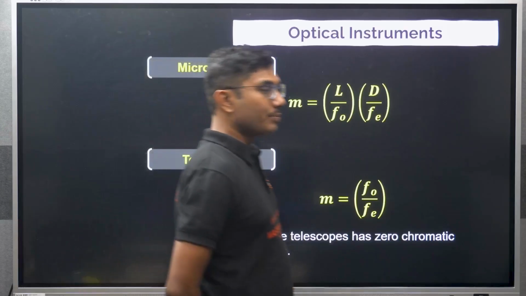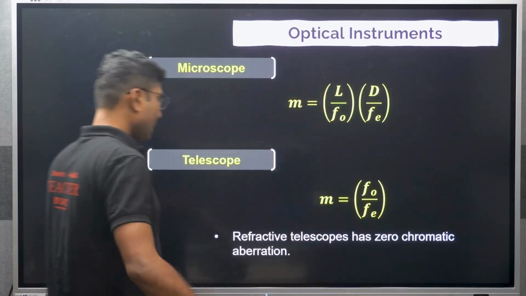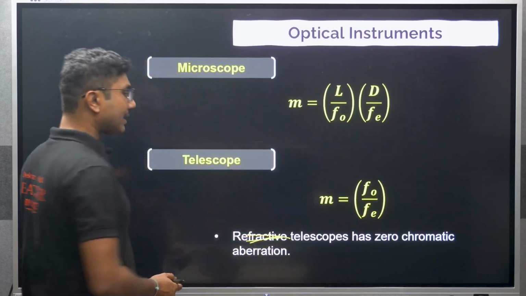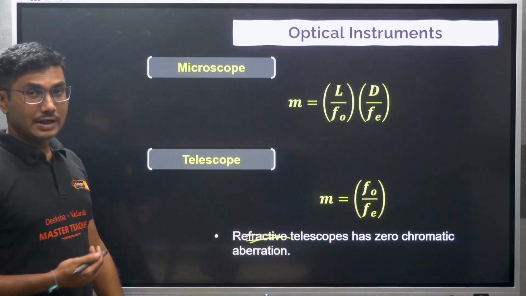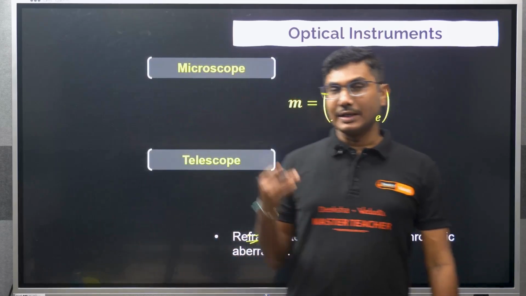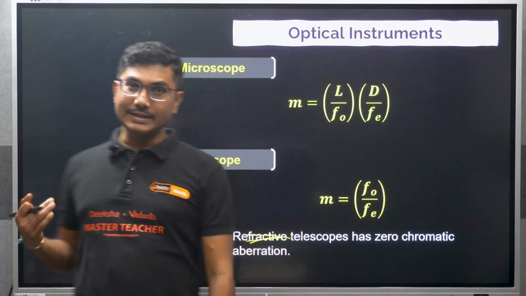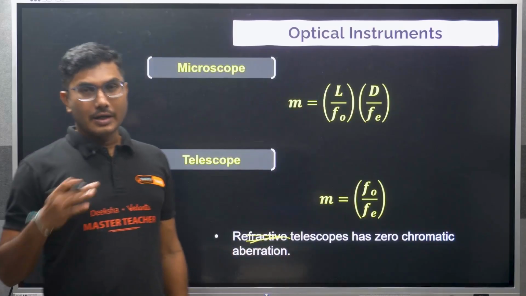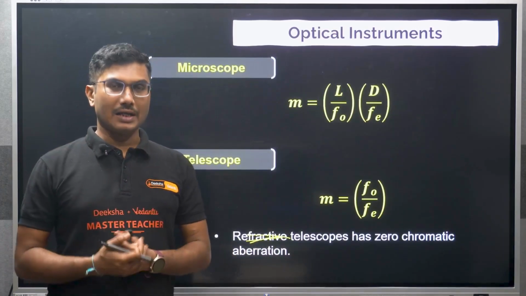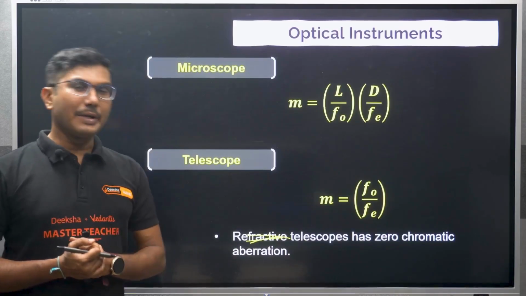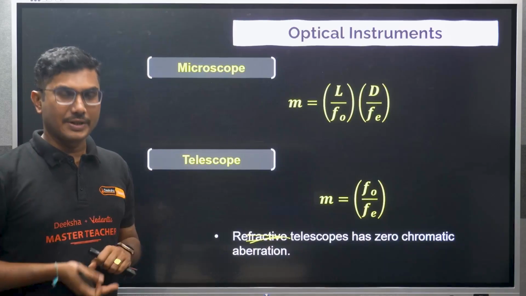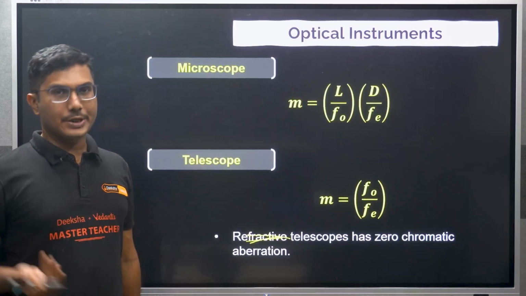Refractive telescope means not refractive, reflective. This is wrong. Reflective telescopes have zero chromatic aberration. That means we know that when light refracts, the refractive index changes with the color, right? It depends on lambda. So each color bends at a different angle, and that different bending gives rise to a completely disfigured, discolored image, which is called chromatic aberration.